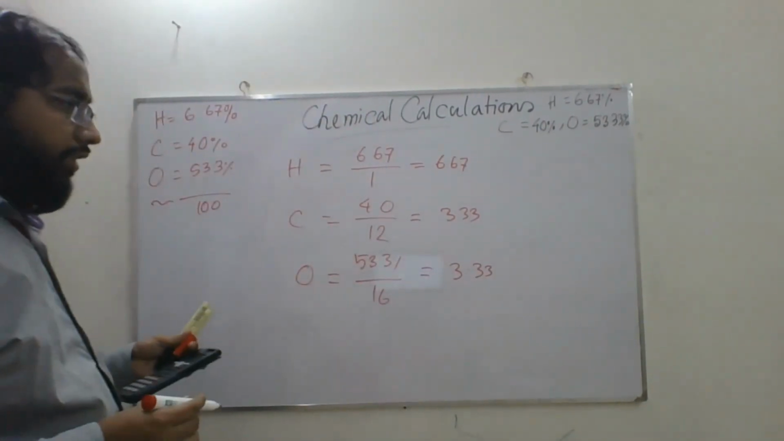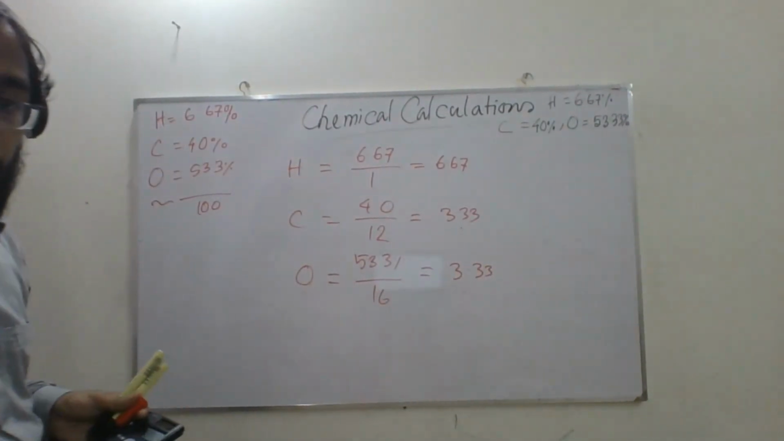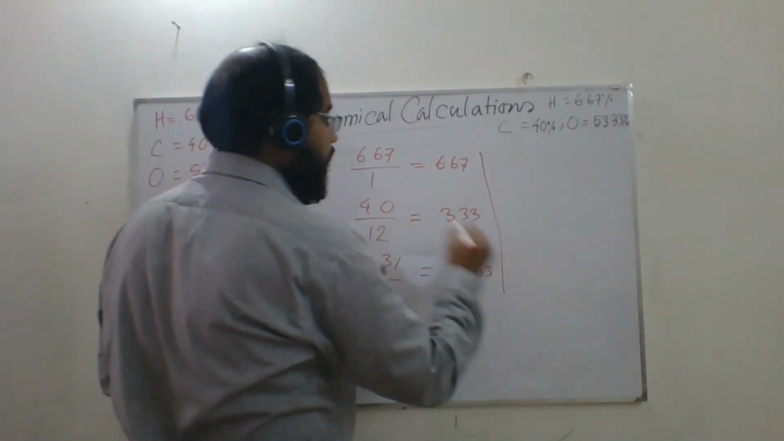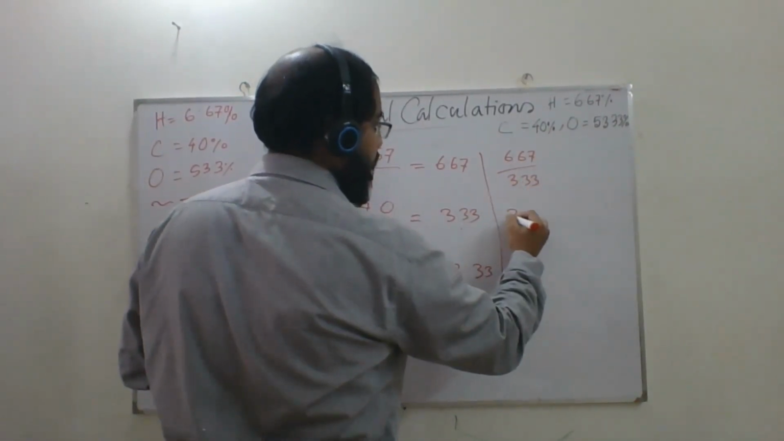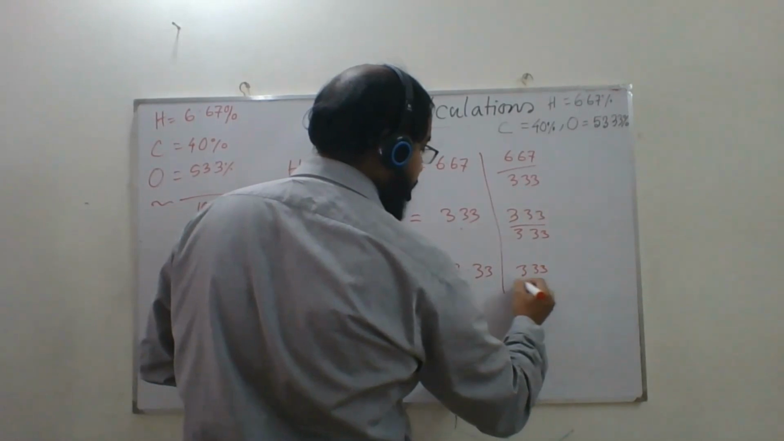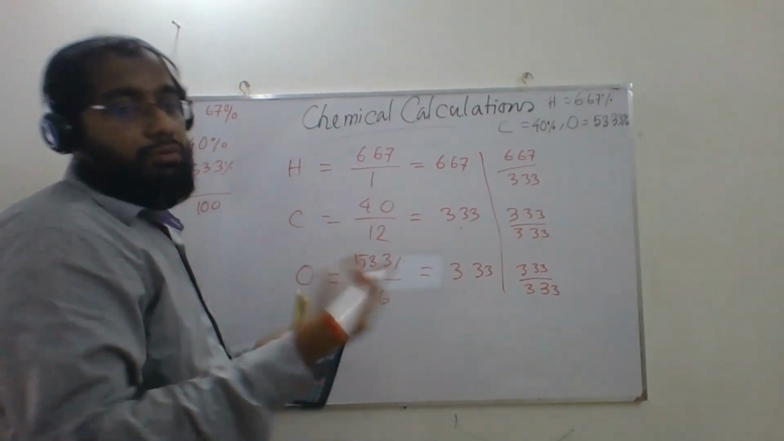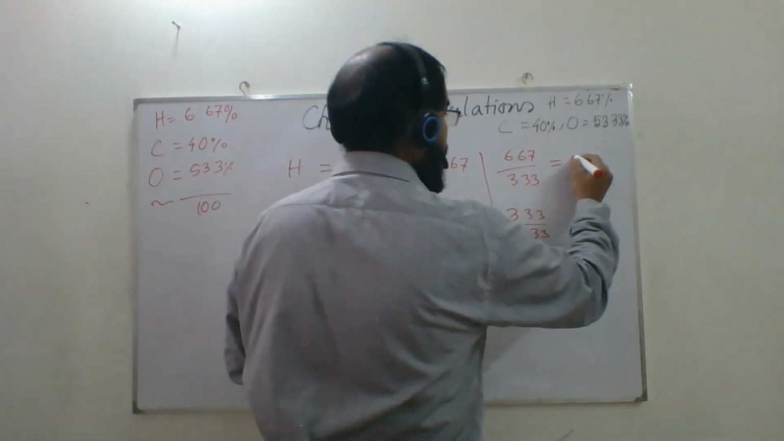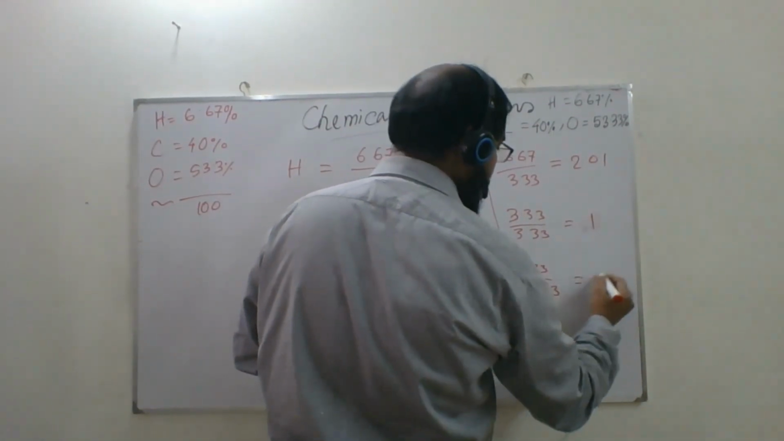Now in the next step we need to divide these ratios by the smallest one. So 6.67 divided by 3.33, 3.33 divided by 3.33, and 3.33 divided by 3.33. This is the smallest one, we have two of them, so we can divide by either, no problem. Now this is 2.01, this is 1, and this is 1.